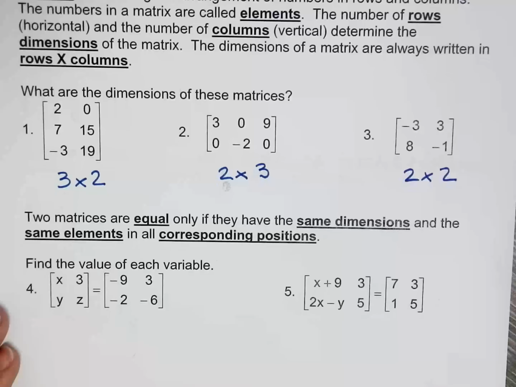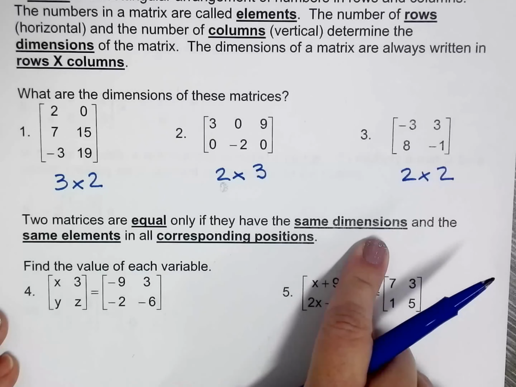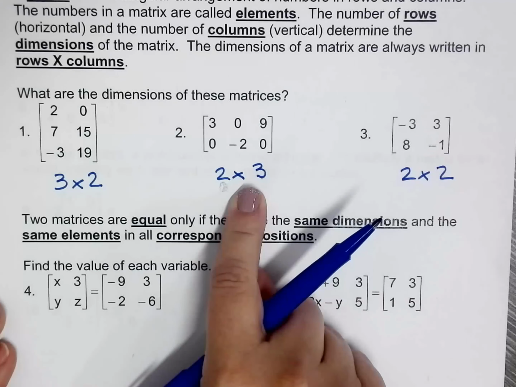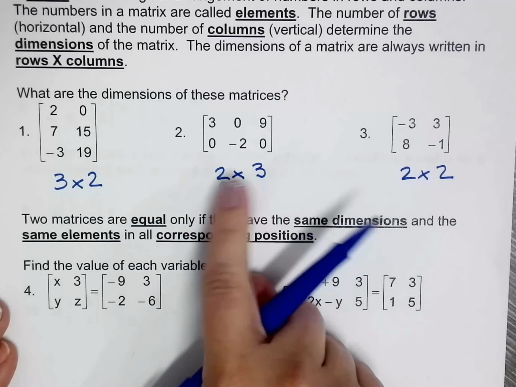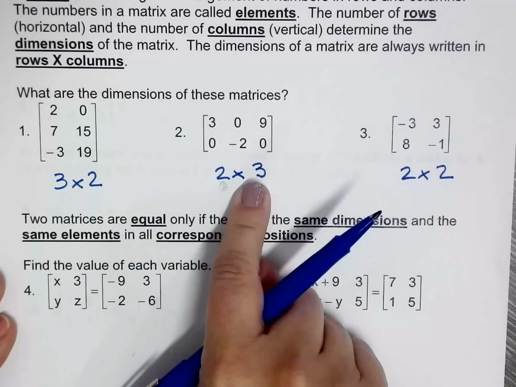Two matrices are equal only if they have the same dimensions. So this and this are not the same matrix, because the number of rows is different and the number of columns is different. Okay?